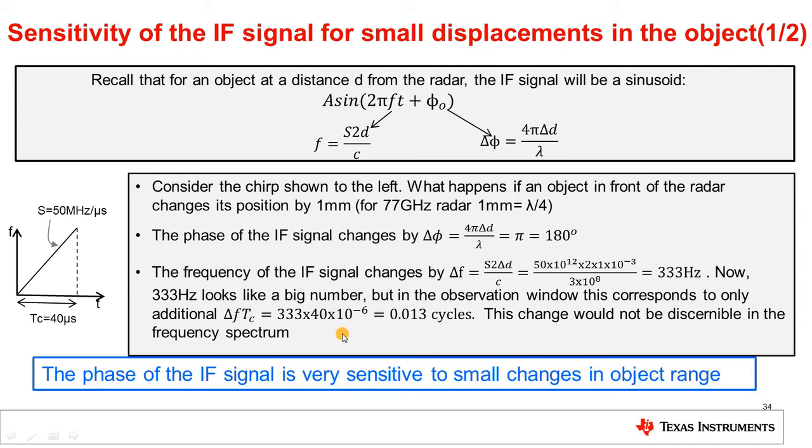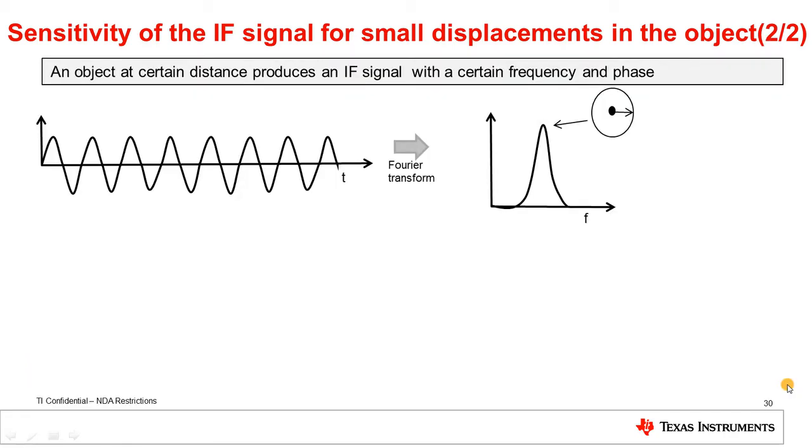So the takeaway here is that the phase of the IF signal is very sensitive to small changes in the object range. Not so with the frequency, which as we saw is quite insensitive to such small changes.